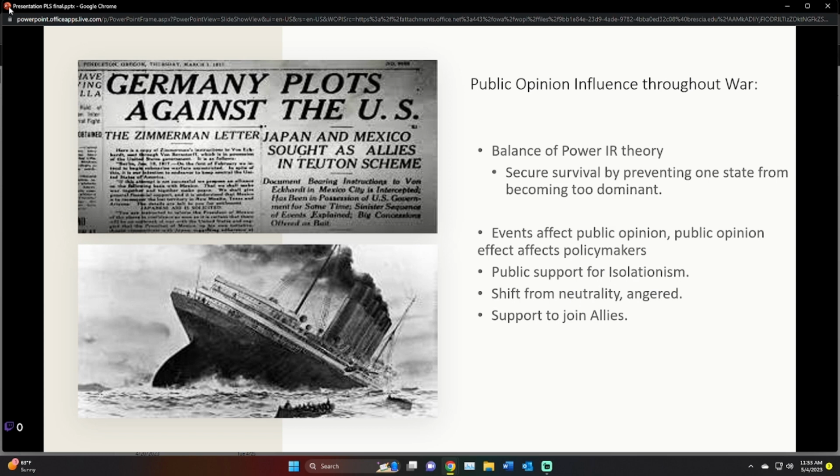Once events, not foreign policy decisions from other countries, began to threaten the national security of the United States, public opinion began to shift in anger. For example, events such as Germans sinking merchant passenger ships, such as the Lusitania, or the Zimmerman telegram sent to Mexico, these tactics scared the public and angered them. More support for the Allies began, and the people entered a period of excitement.